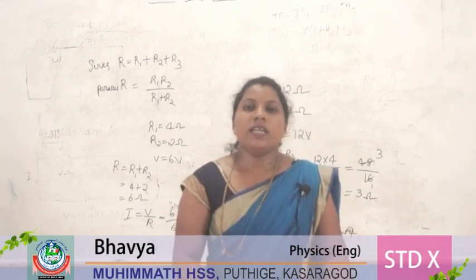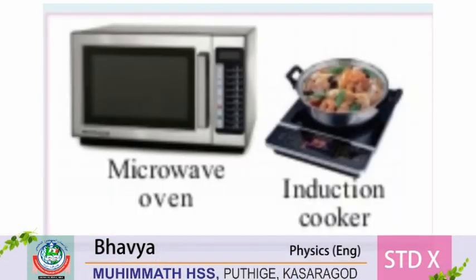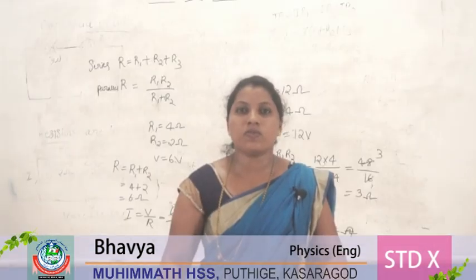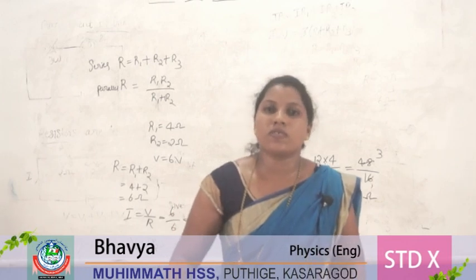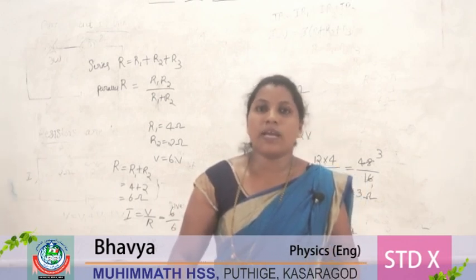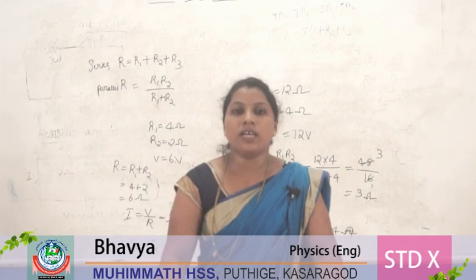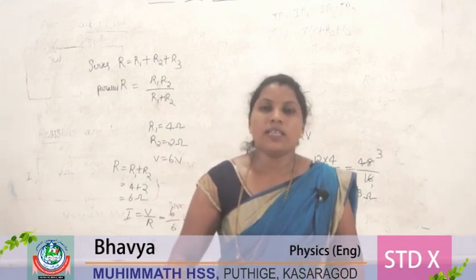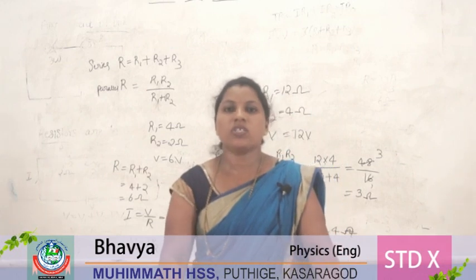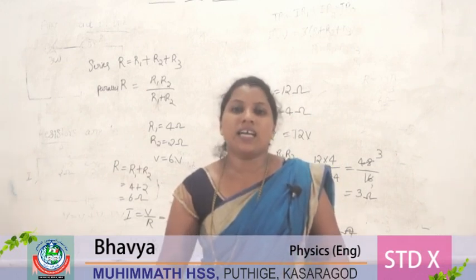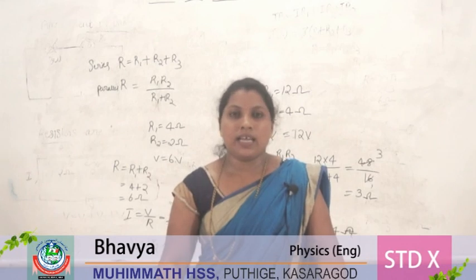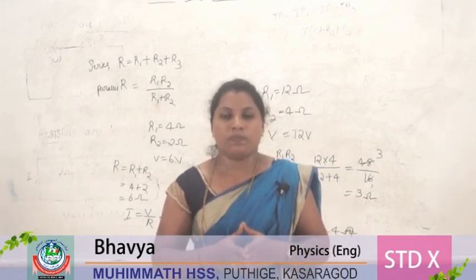Then see, there are two pictures given. First one is a microwave oven and second one is an induction cooker. In those two devices, nichrome is not used. In all other heating devices nichrome is used, but here nichrome is not used. The microwave oven works under waves. The second one, the induction cooker, works under eddy current. So like that, nichrome is not used in these.